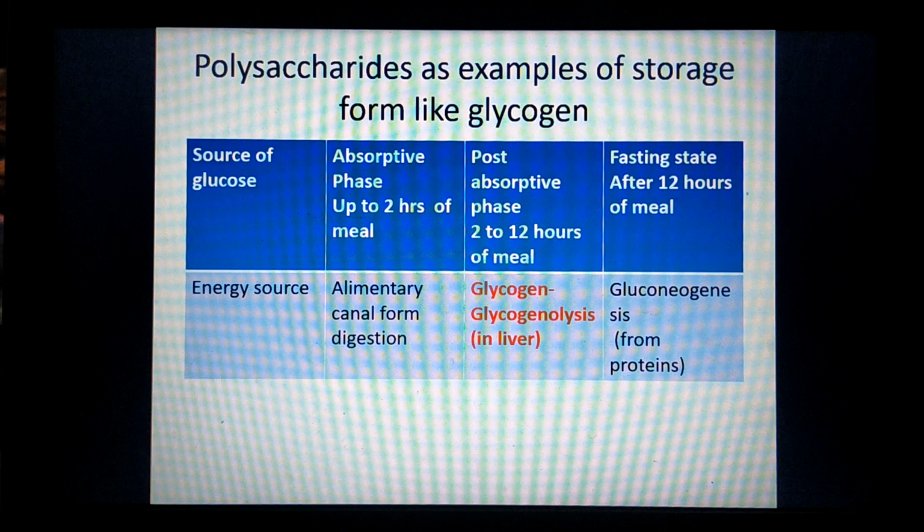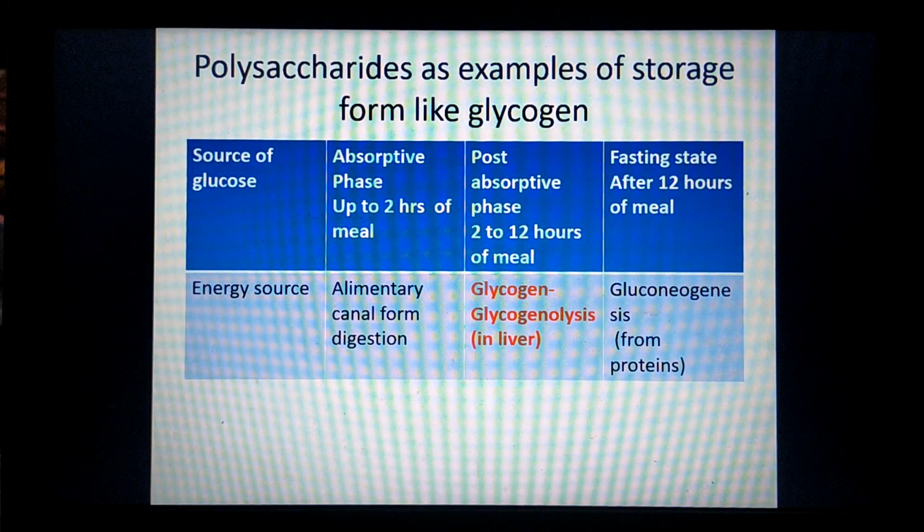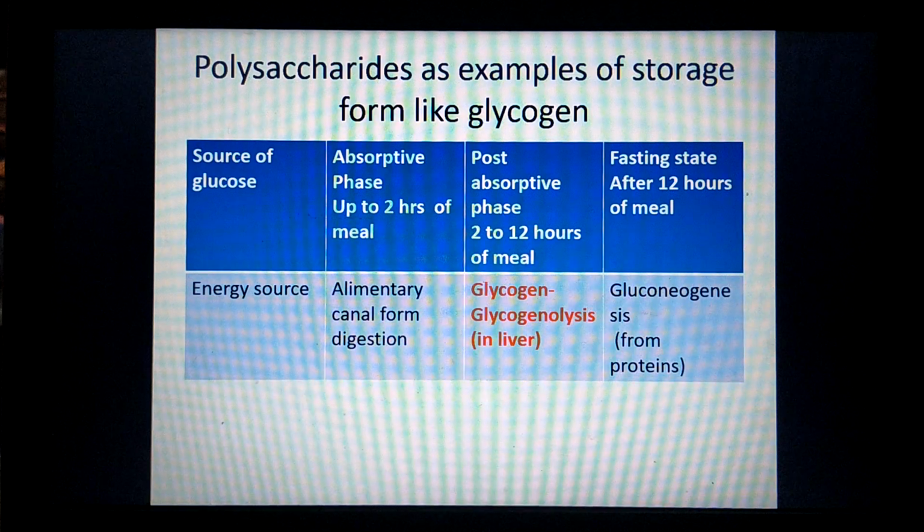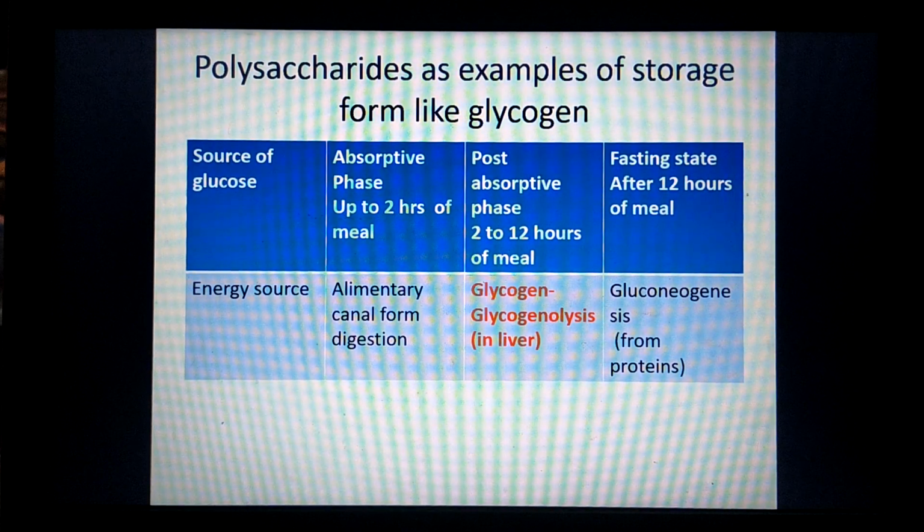The post-absorptive phase starts from 2 hours to 12 hours. This phase may vary from person to person. The glycogen which is formed or stored in the liver undergoes breakdown. The process is known as glycogenolysis in liver, and it supplies glucose to the blood for utilization by the peripheral tissues. So in the post-absorptive phase, glycogen is a source of glucose for our body. So this is about glycogen.